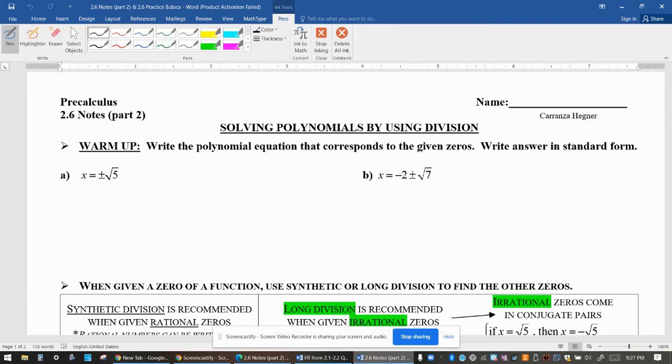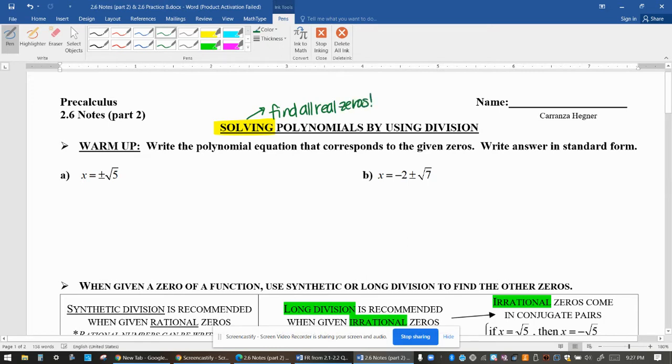Now, notice that we are not just dividing polynomials. The title of this lesson is solving polynomials by using division. Specifically, when they ask us to solve, they're going to be asking us to find all the real zeros. Find all the real zeros.